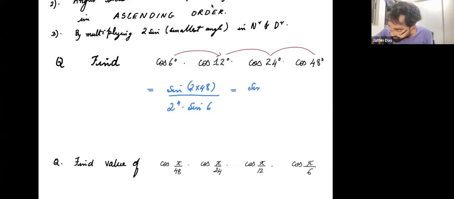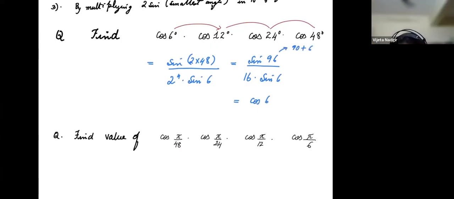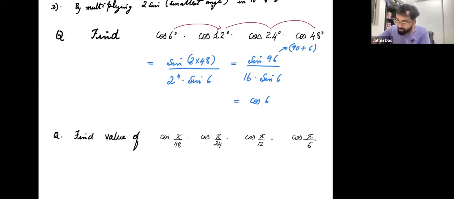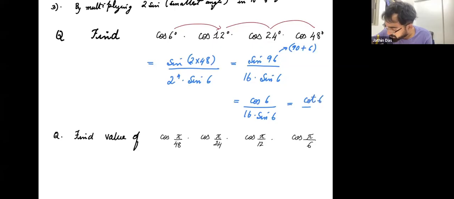So sine 96 divided by 16 into sine 6. Now sine 96 I can write as cos 6. Why? Sine 90 plus theta is cos theta. So cos 6 by 16 sine 6, that is cot 6 by 16. So you will get cot 6 over 16.